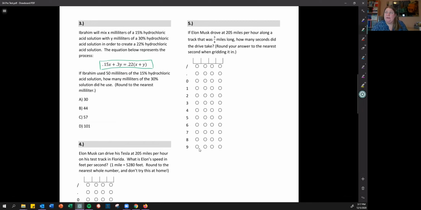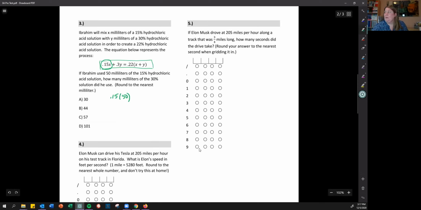So this is the one I'll use. And it says if he used 50 milliliters of the 15% acid solution, I can tell that they're talking about this term right here because this is the one that has the 0.15. Therefore, X must be 50. So it's going to be 0.15 times 50, right? How many milliliters of the 30% solution did he use?